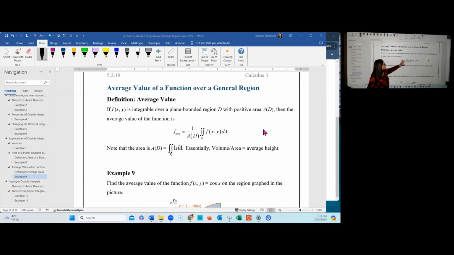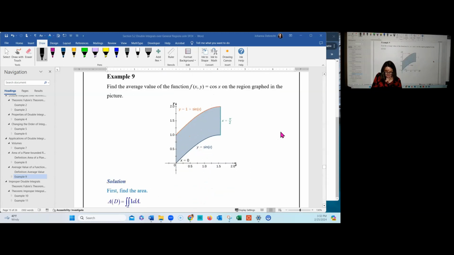In order to complete this, then, we need to complete different integrals. First, we need to find the net volume by calculating the double integral of the function over the restricted domain D. Then we need to calculate the area, which essentially becomes another double integral where the integrand is instead 1, and this will allow us to then compute the average height or z value. Let's take a look at example 9.